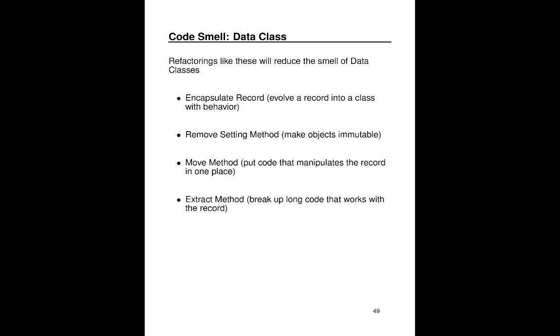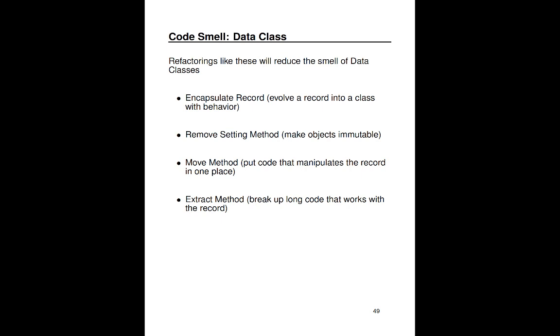However, when you end up with a smelly data class, where there's lots of behavior that's flung all over the place, or you've got state that is exposed, here are some refactorings that you can apply to reduce that smell. The first one is called encapsulate record, which basically takes a data class, a record, into a sort of real class that has behavior associated with it. Second one is called remove setting method, which basically makes objects immutable. You can also use move method to move code that manipulates the record, that manipulates the data class, into one place, into that class. And then also extract method is useful here.